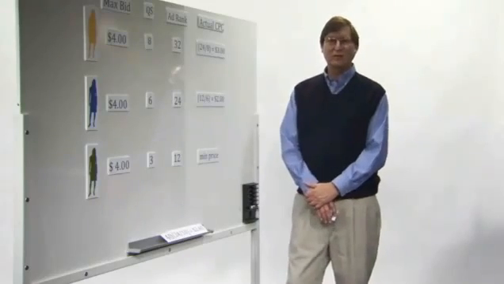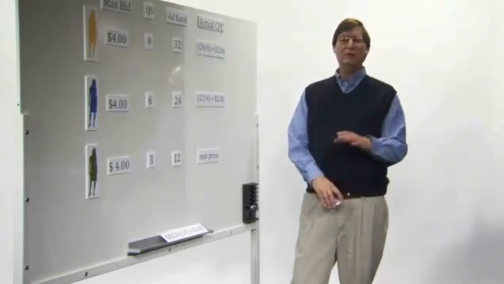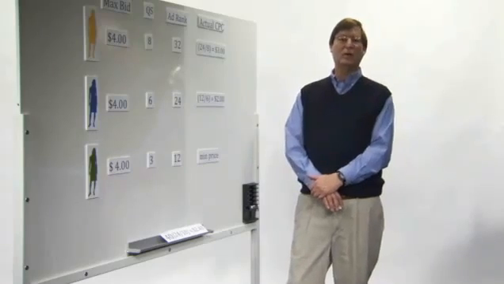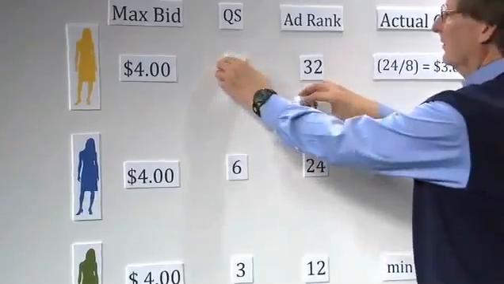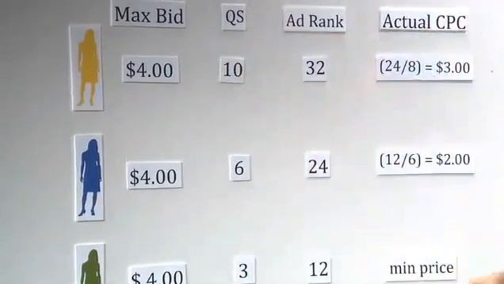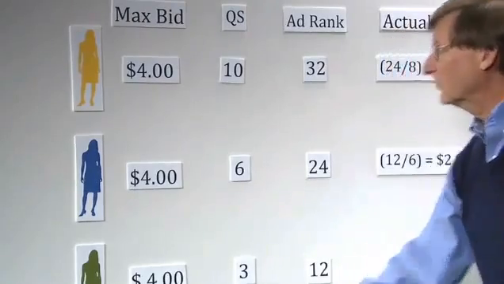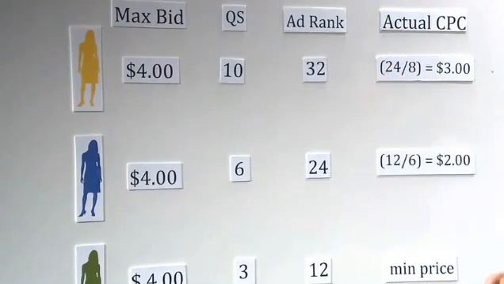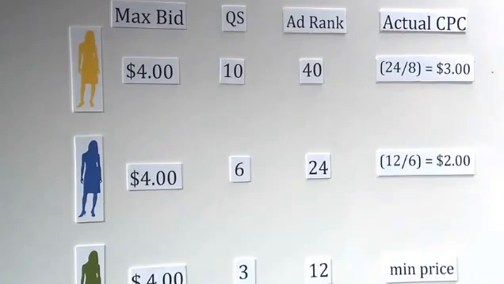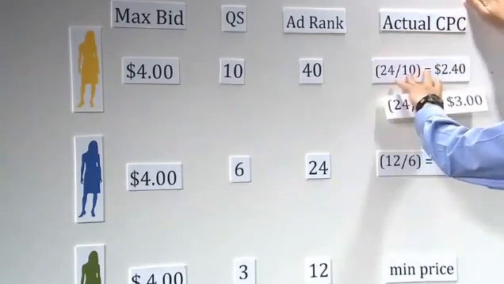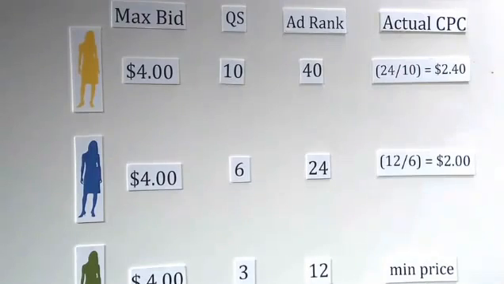We can use this example to illustrate an important point. What happens if an advertiser increases their quality score by having, for example, a more relevant ad? Well, take advertiser 1. Suppose his quality score goes up to 10. Then his ad rank is going to go up to 40. What happens to the price that he has to pay per click? That goes down to $2.40. So by increasing your quality score, you can decrease the price that you have to pay per click.